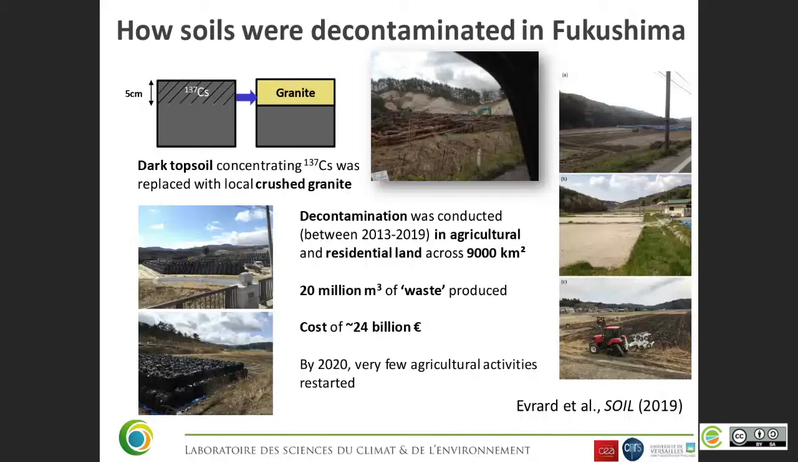Doing that, they produced 20 million cubic meters of this material stored. And this cost about 24 billion euros just to remove it. And the problem is that they started to reopen the area and invite people to return, but by last year, very few people, like 10–15% of the initial population, returned. So this raises a lot of questions about not only, let's say, the physical effectiveness of the decontamination, but also about the cost effectiveness of the whole process and the added value for the local population.